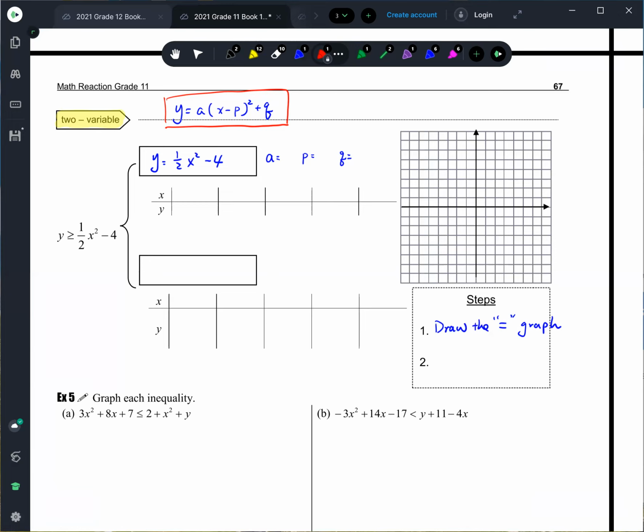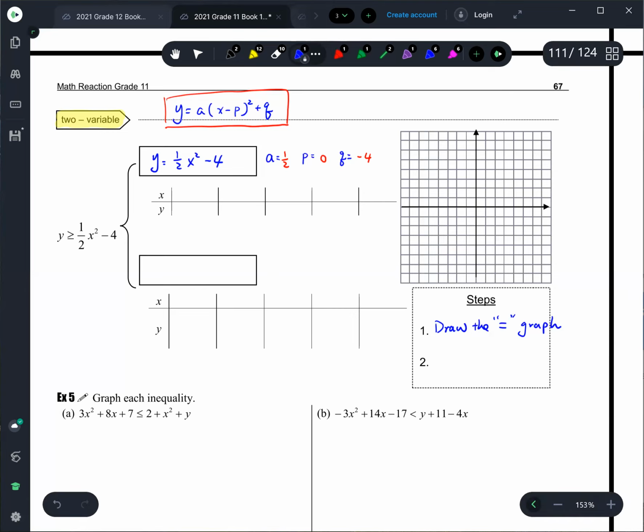Okay, Henry, what's the A? It's 1/2. 1/2, very good. What's the value for P, Jenny? 0. Very good, okay. And value for Q, Aaron? -4. Yeah, okay. So for this one, the P is 0. So that's why you don't see a bracket, right? X minus 0, so you can just write X. It'll just be X squared.